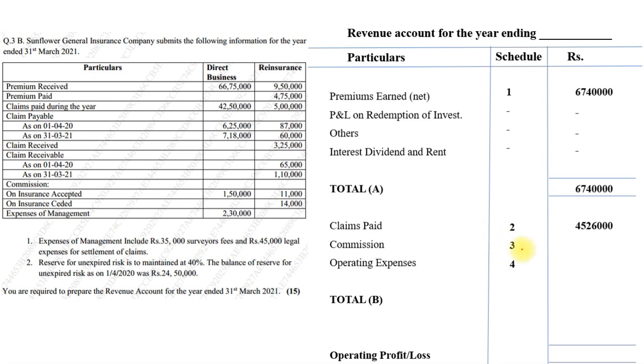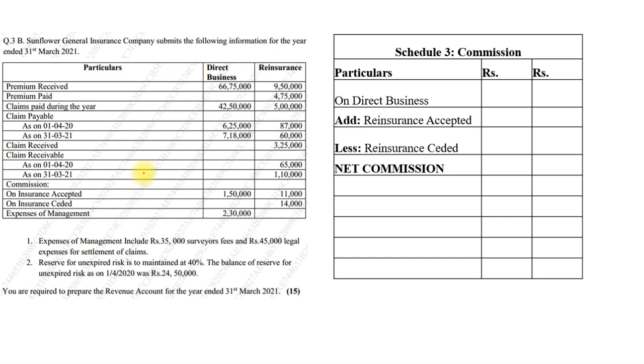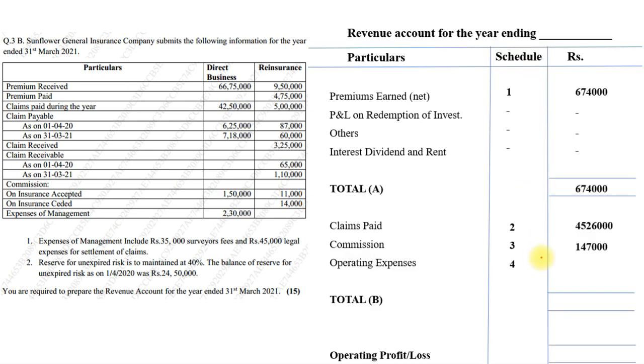Next schedule is based on commission. So now let us see commission what we have. Now commission on direct business is given as 1 lakh 50,000. So I write it as 1 lakh 50,000. Again, add reinsurance accepted. So add, we have reinsurance 11,000. Less ceded is 14,000. So that comes negative. So 1 lakh 50 plus 11 minus 14 comes to 1 lakh 47,000. So our commission value is 1 lakh 47,000.